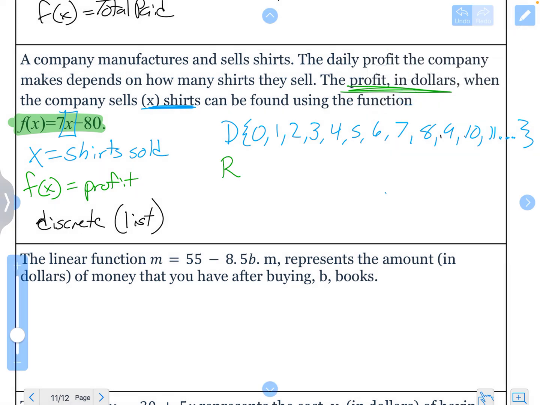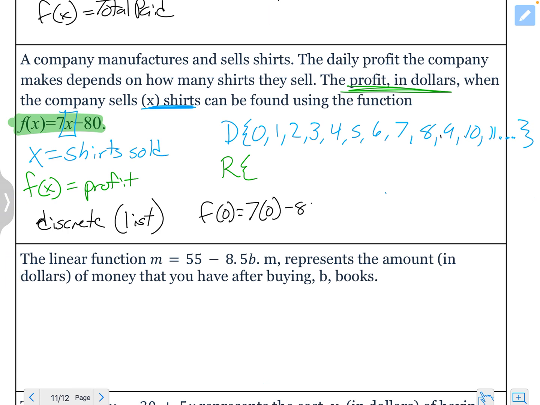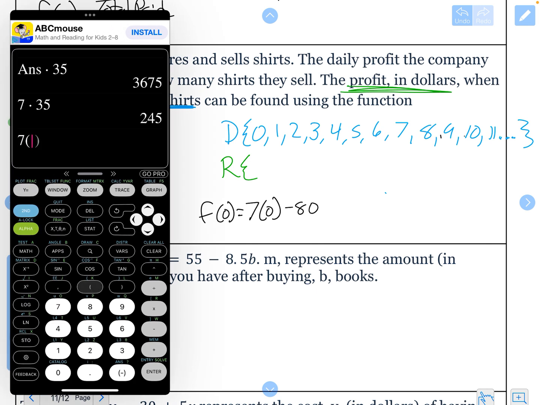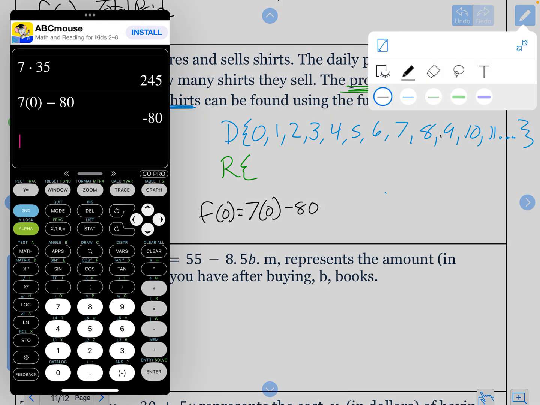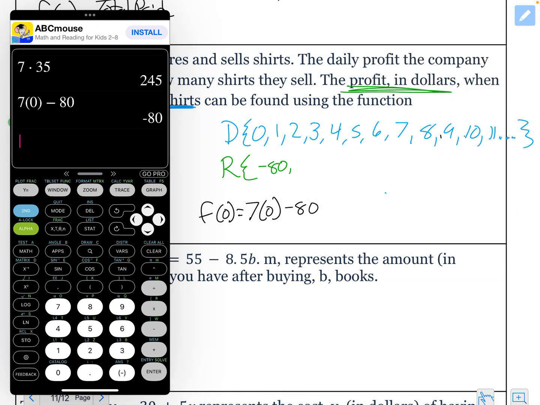So for our range, again, we've got to put it in function notation. So we need f of 0 equals 7 times 0 minus 80. So we're going to do 7 parentheses 0 minus 80. And so we get negative 80. So if they sell 0 t-shirts, they're going to lose $80. So now I'm going to arrow up to the same equation. I'm going to delete the 0 and add a 1. So we get negative 73. Then I'm going to go up, do the same thing, plug in a 2, and we get negative 66.